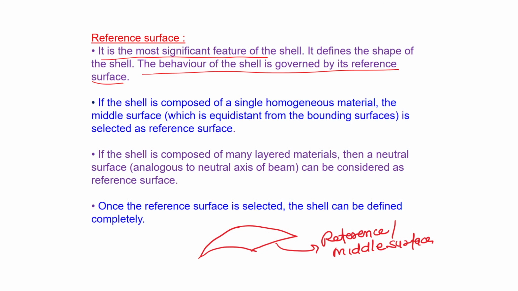If the shell is composed of a single homogeneous material, then the middle surface is selected as a reference surface. If the shell is made of isotropic material and there is no variation, we can say that the middle surface will be equidistant from the bounding surfaces, and is known as the reference surface. If a shell is composed of many layered materials like composite materials, which is our study part here, then a neutral surface can be considered as a reference surface.